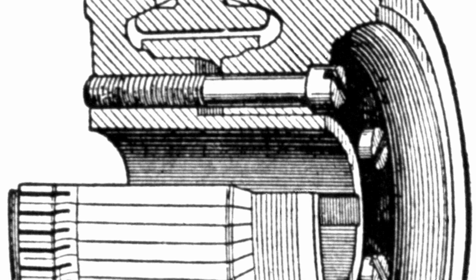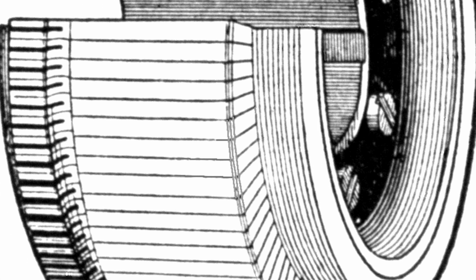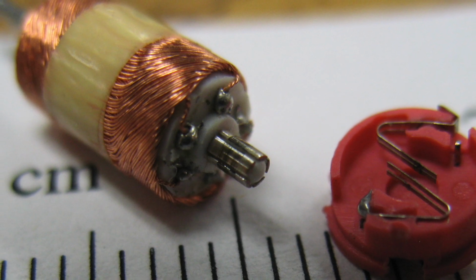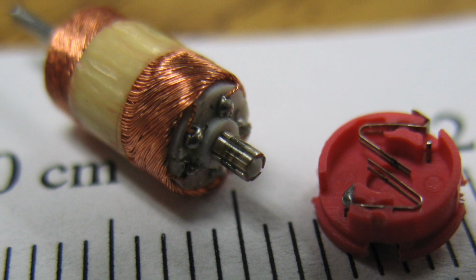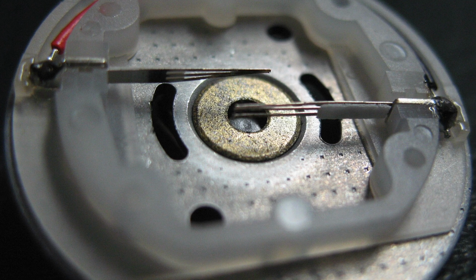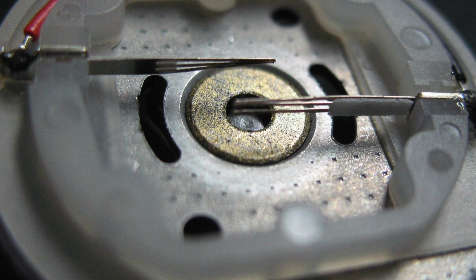Number 3, the commutator in DC motors. Found in direct current (DC) motors, the commutator is a split ring connected to the rotor, which ensures the current direction in the rotor winding changes as the rotor turns. This allows for continuous rotation.